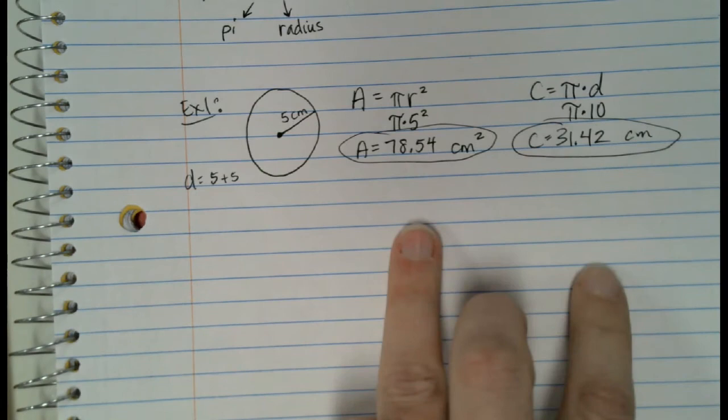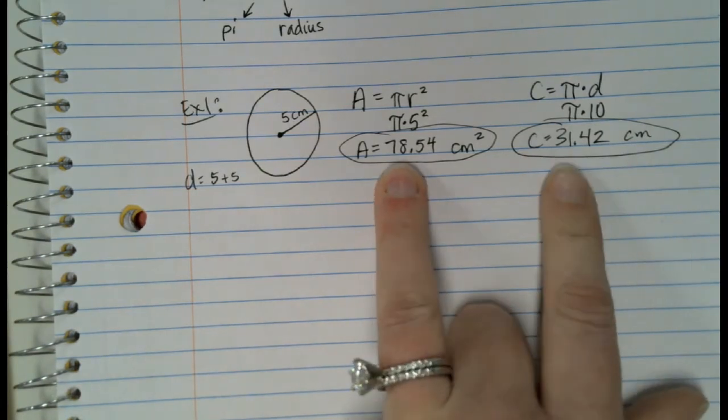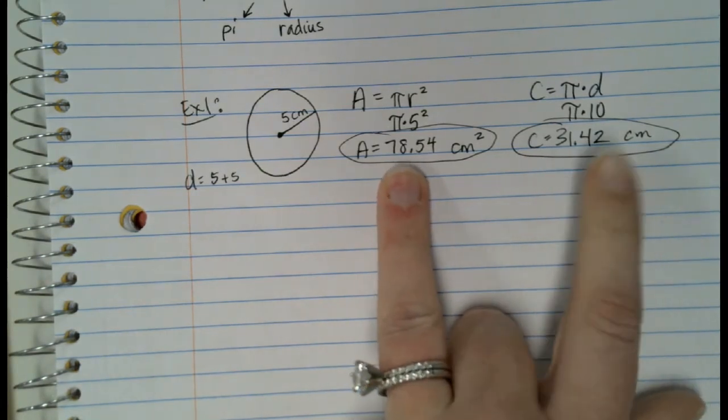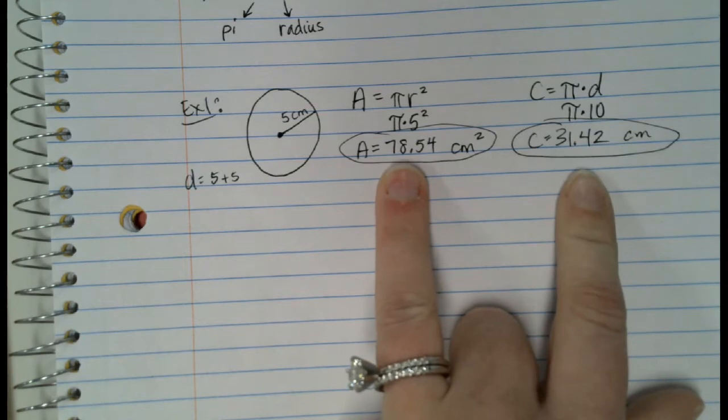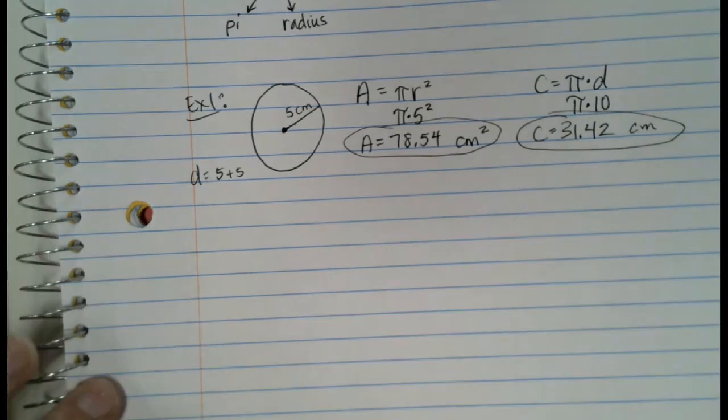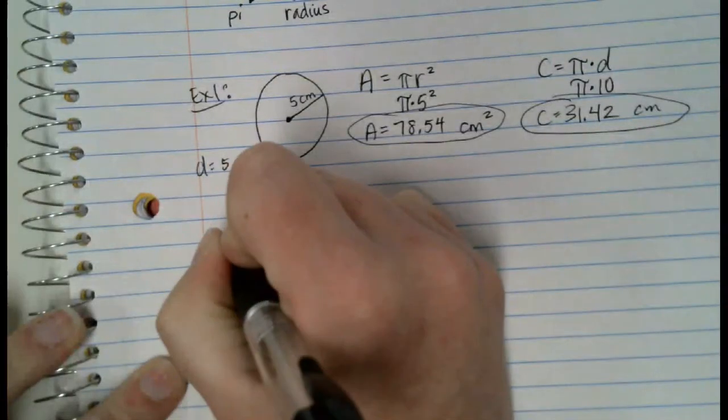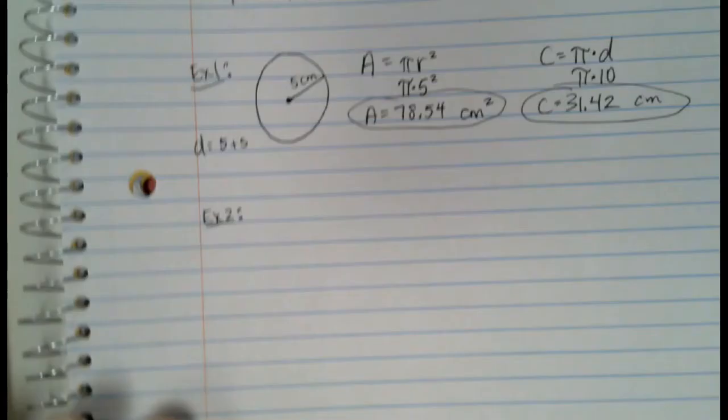You will probably never get the same answer for your area and circumference. So if you do get the same answer, you should probably go back and see if you did one of those wrong. Okay, let's do another one together, and then I'm going to have you try 2 by yourself, and that's going to be it.